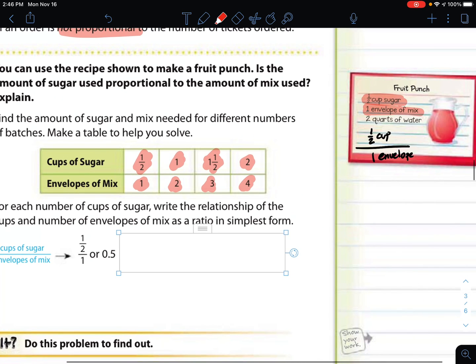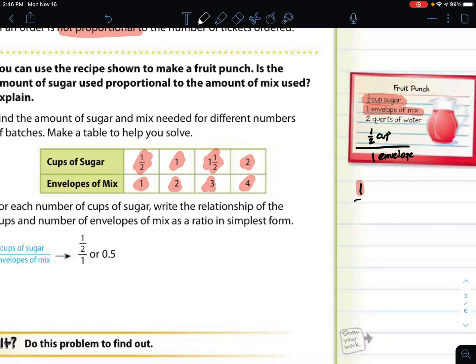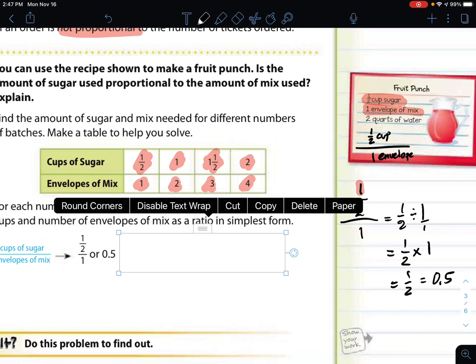Remember from the earlier lesson about complex fractions, when we say 1 and 1/2 over 1, it is the same as 1/2 divided by 1, or 1/2. Get the reciprocal of 1 over 1, which is the same as 1 over 1, or simply 1/2. If I make this into a decimal, this will equal 0.5. And that's what you got right there.